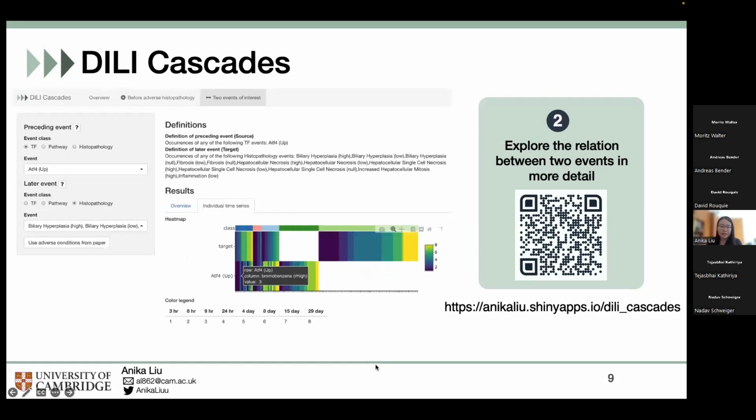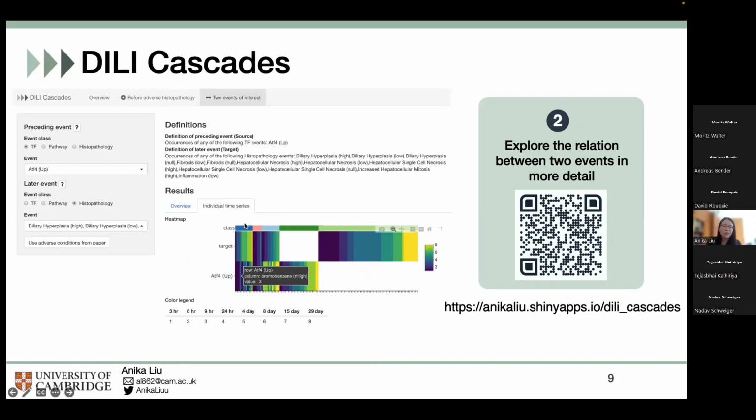And then the second function of the app is to get more information on a particular relationship you might be interested in. Here you have to define the potential preceding event and the potential later event. And then what you will get is an overview on all the time series in which each of the events was activated.